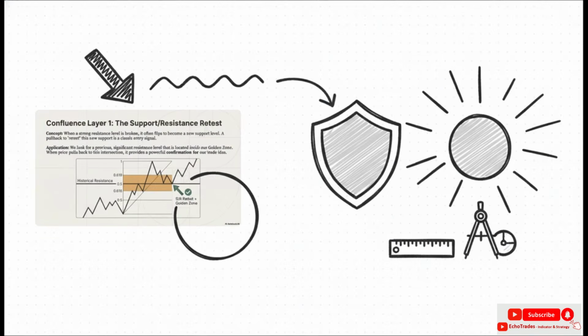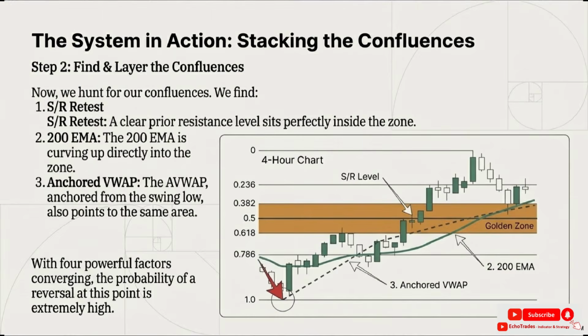Our first piece of evidence, our first layer of confluence, is a total classic, the good old support and resistance retest. You know how this works. An old ceiling, once you break through it, becomes the new floor. So what we're looking for is a clear previous resistance level that just so happens to be sitting right inside our golden zone. When price comes back down to test that spot, that's our first major clue.